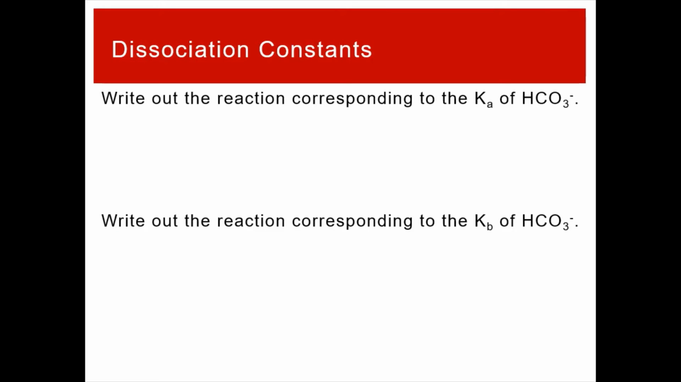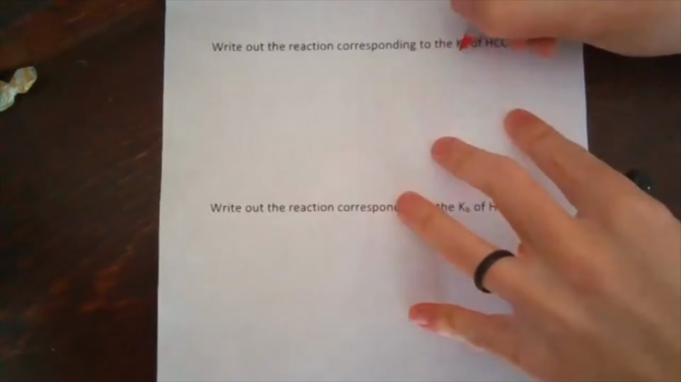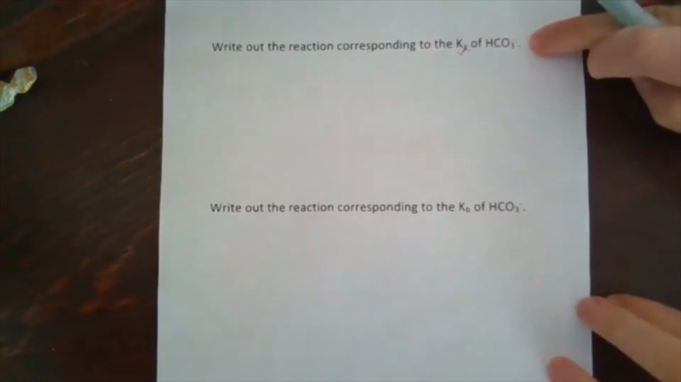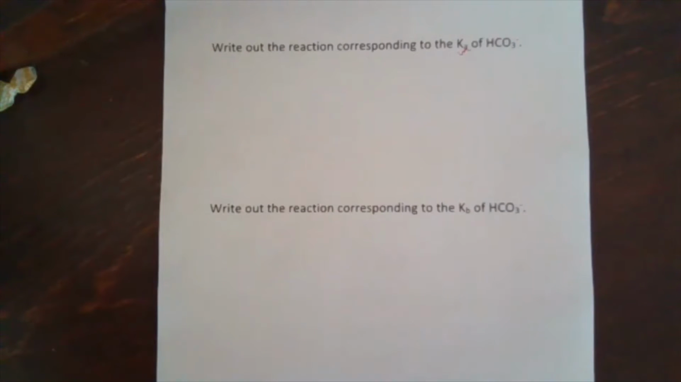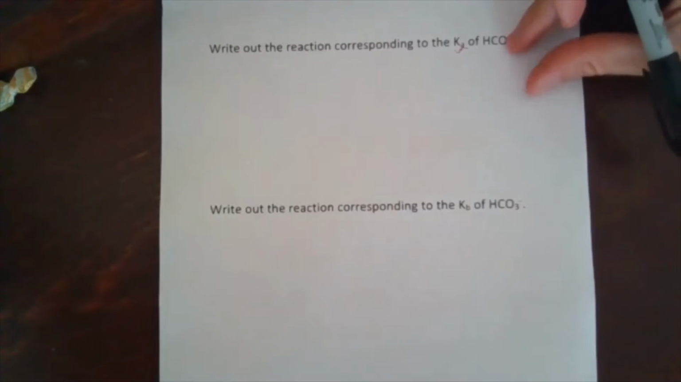So let's get some practice writing out the reactions for these equilibrium constants, these dissociation constants, the Ka or the Kb of HCO3-, which is called bicarbonate. All right, we want the reaction corresponding to the Ka of HCO3-, that's called bicarbonate. And so Ka, the capital K, tells us it's going to be an equilibrium constant, and that a tells us it's going to be the reaction of this as an acid with water.